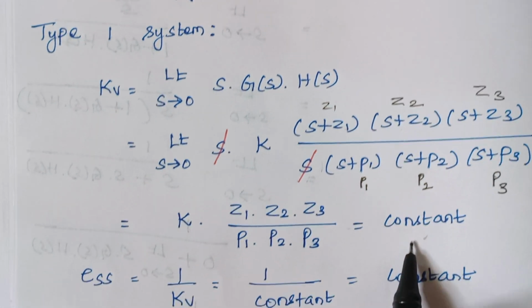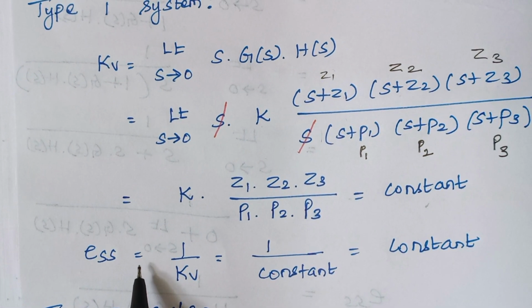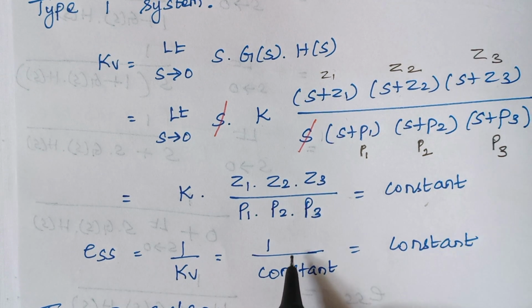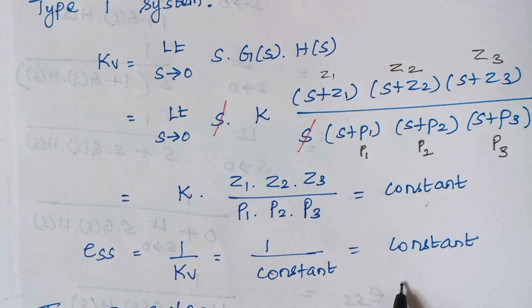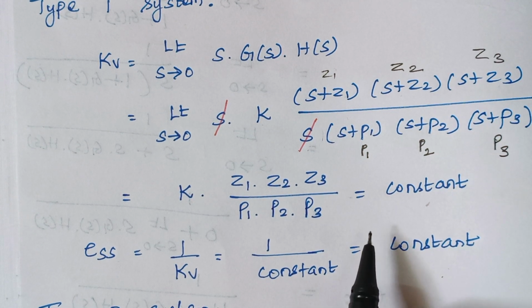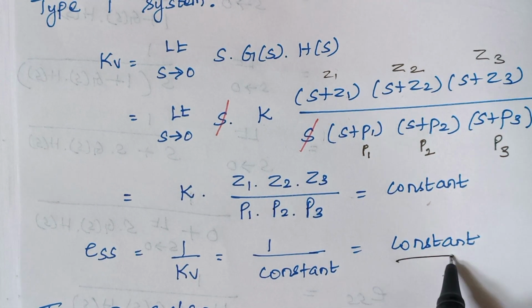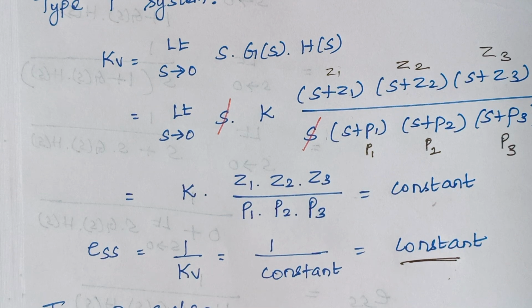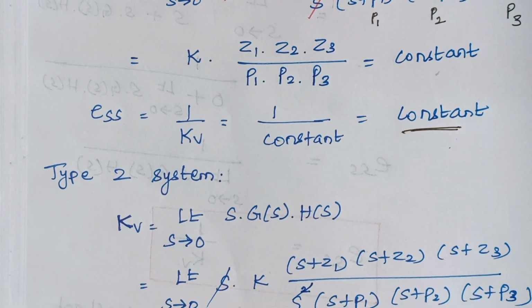So the next thing is, what is the formula for steady state error? It is 1 by Kv. So anything by a constant will again give you a constant output. So the value of steady state error for type 1 system is a constant, right? And next we are going to see about type 2 system.